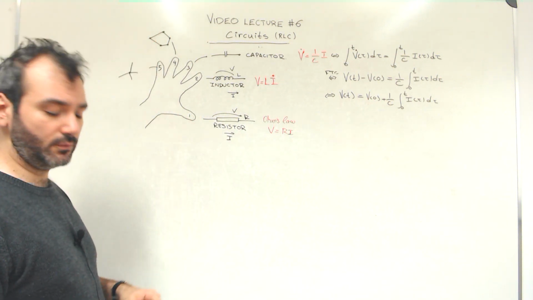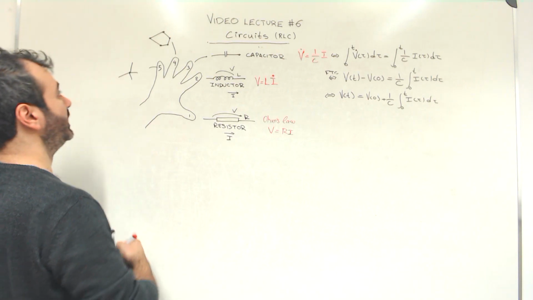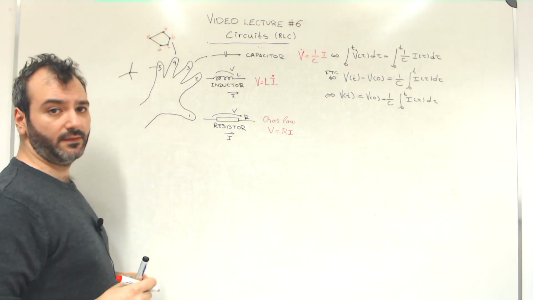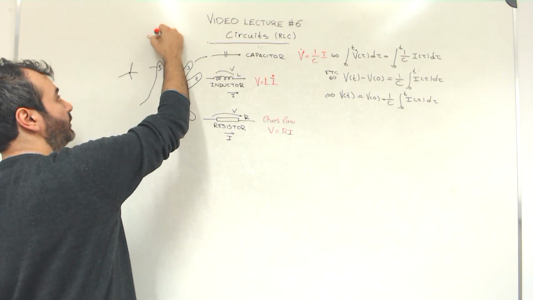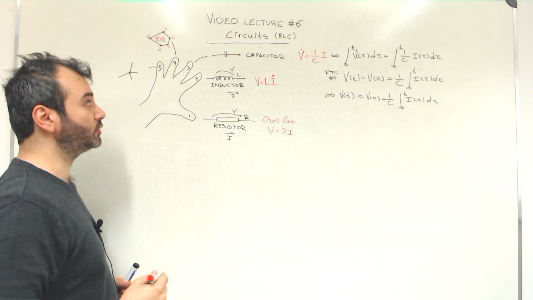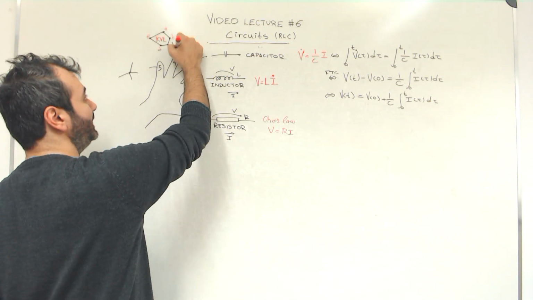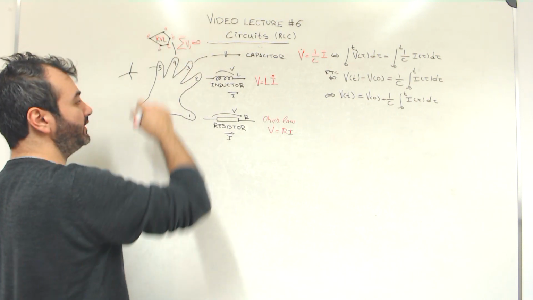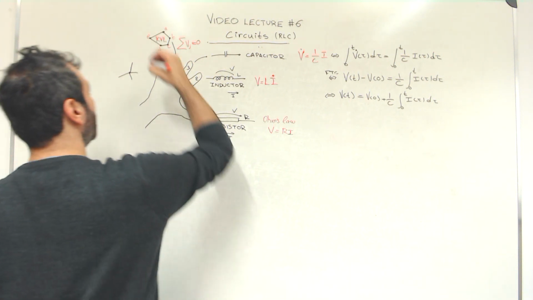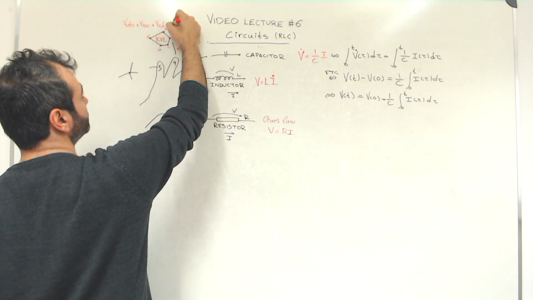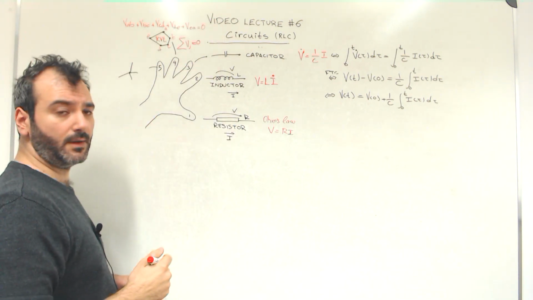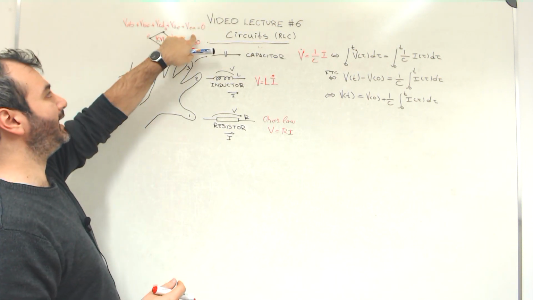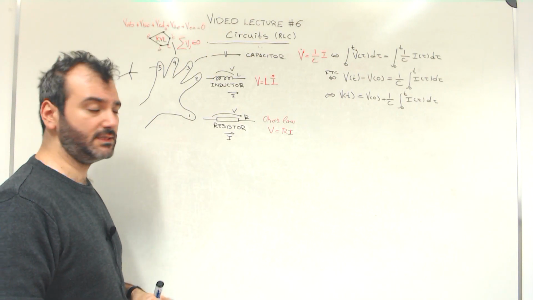Now when it comes to loops in circuits, let's say we have a loop A, B, C, D, E, then Kirchhoff's voltage law, KVL for short, states that the directed sum of all voltages is equal to 0. So in that case, the equation becomes: if you sum up all the voltages from A to B, B to C, C to D, D to E, and E back to A, the sum is equal to 0.